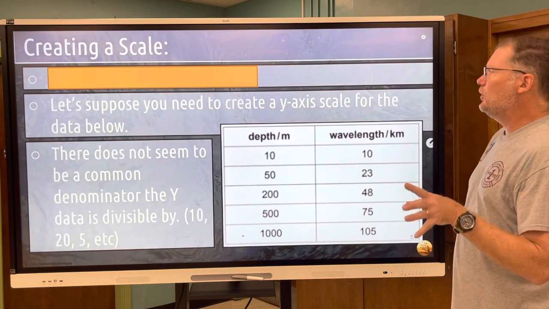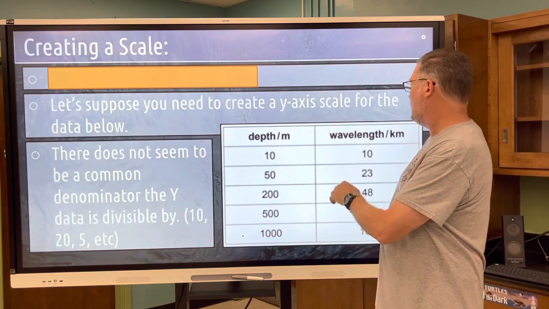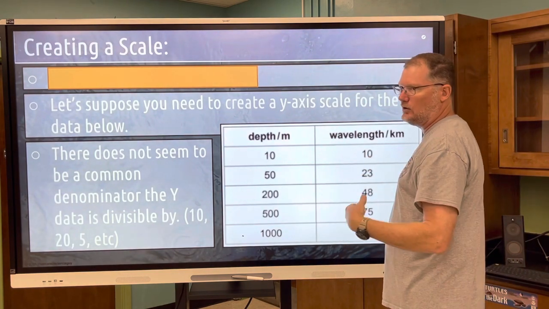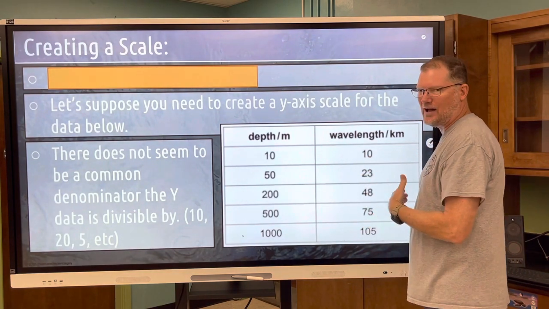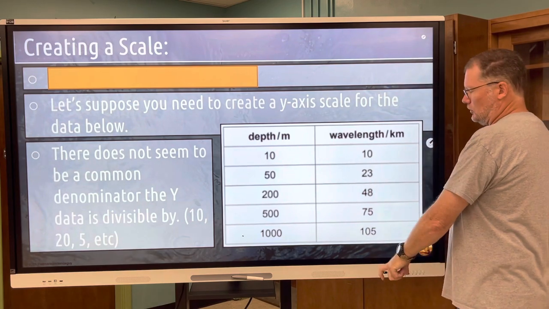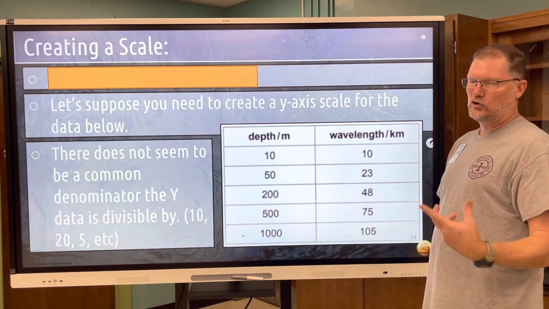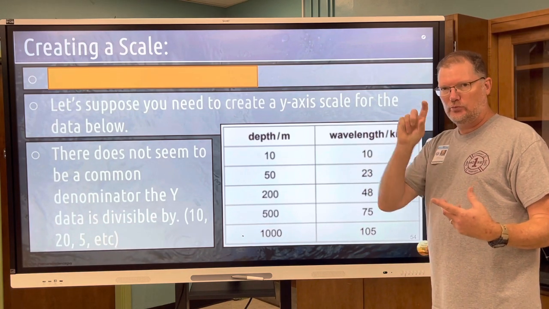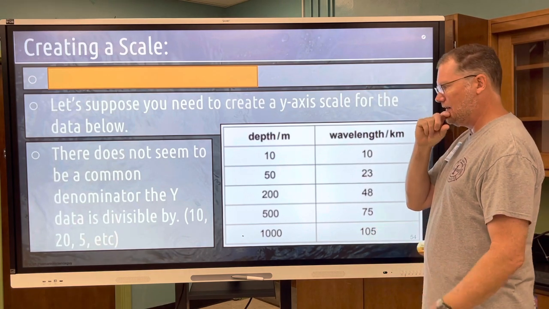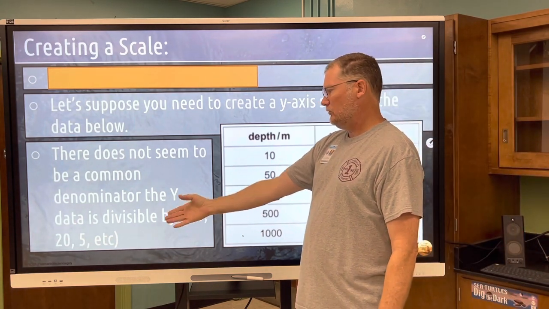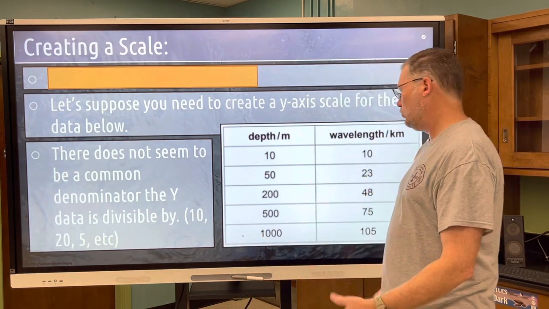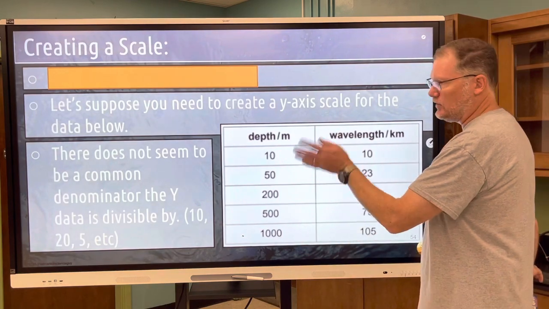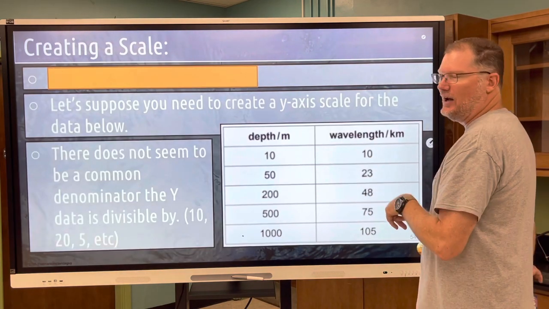All right, so let's suppose you need to create a y-axis from this data. So here's your x-axis, that's easy, 10, 50, you know, you can do it in chunks of 50 or maybe spread out or something like that. But here, it's a little more challenging. It's not so easy to determine what your clear section scale would be on the side. So is it 10, 20, 25, like, what do you do here, okay? That's supposed to be a 5 or a 25, it doesn't matter. I think you notice it says 25.